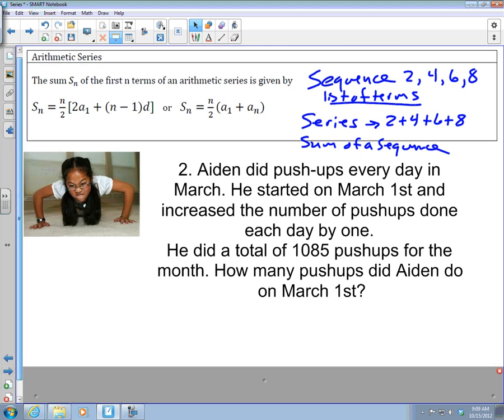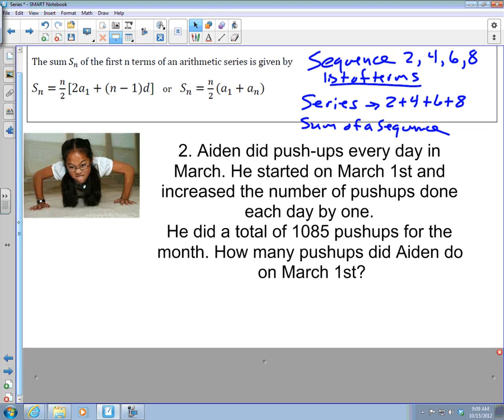Okay. There we go. Aiden did push-ups every day in March. He started on March 1st and increased the number of push-ups done each day by 1. He did a total, this is the sum of all the push-ups he did, of 1,085 for the month. How many push-ups did Aiden do on March 1st? Okay, so basically how many push-ups did he do that first day? So we've got to look at what we know and what we don't know.